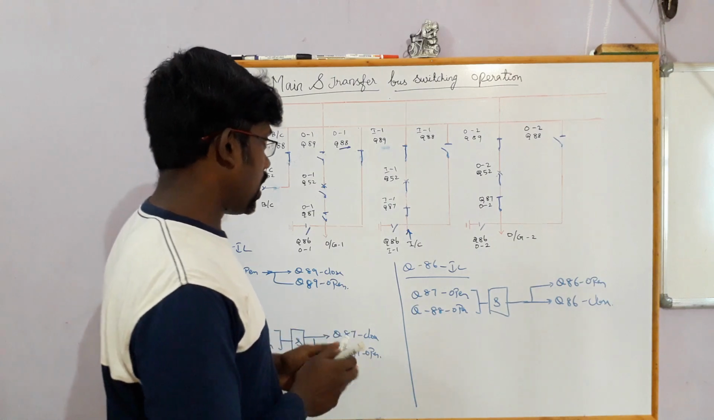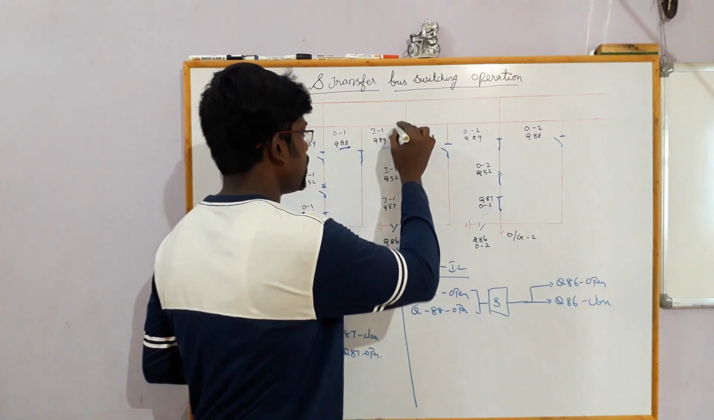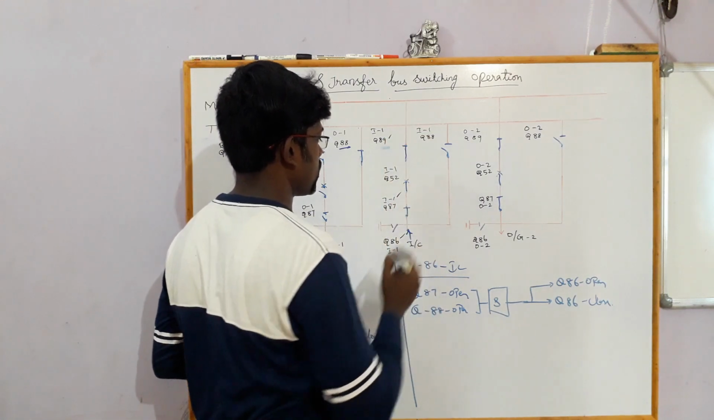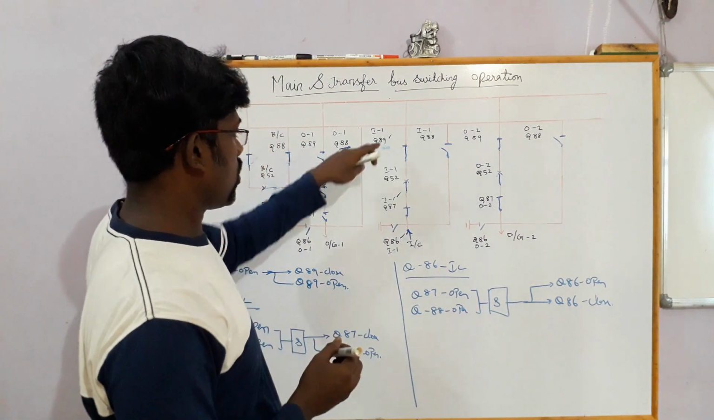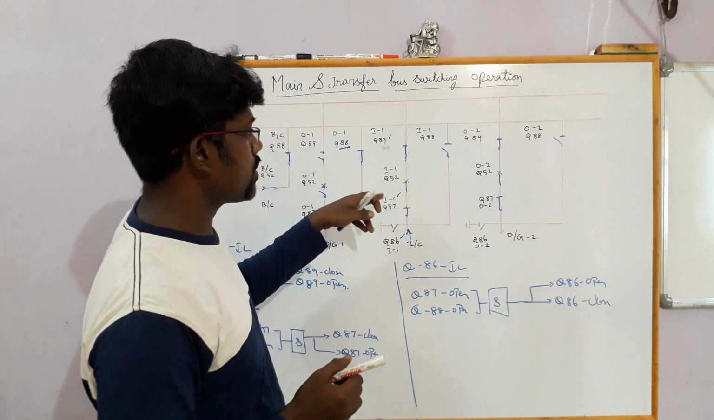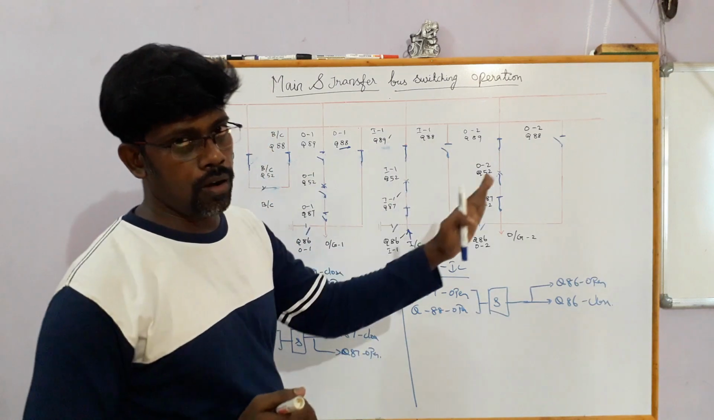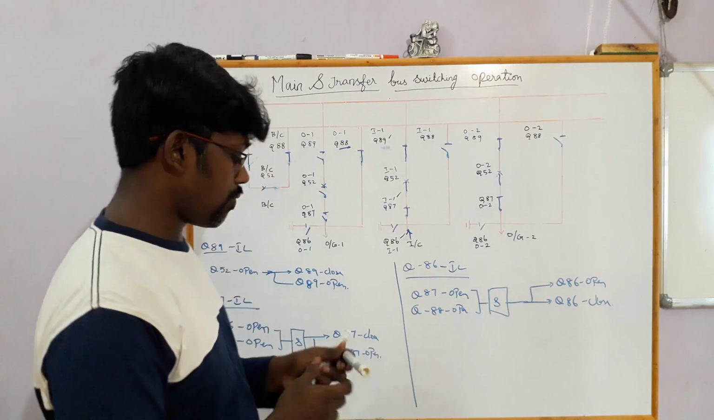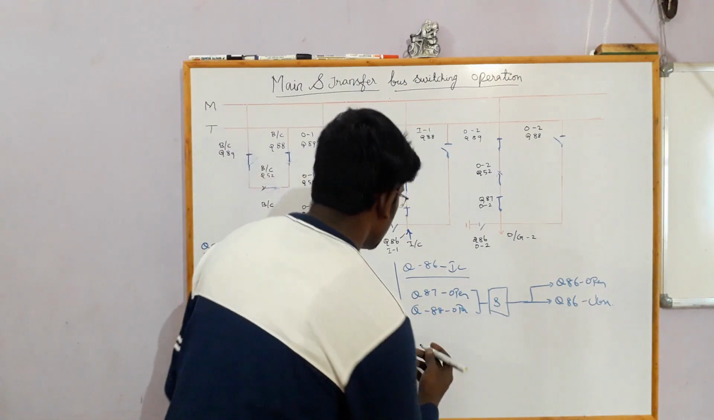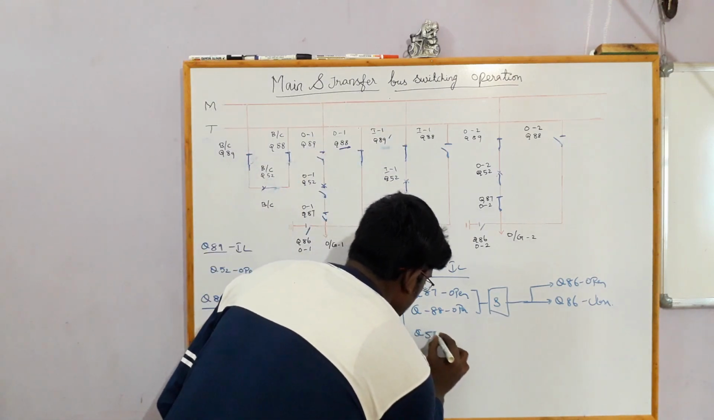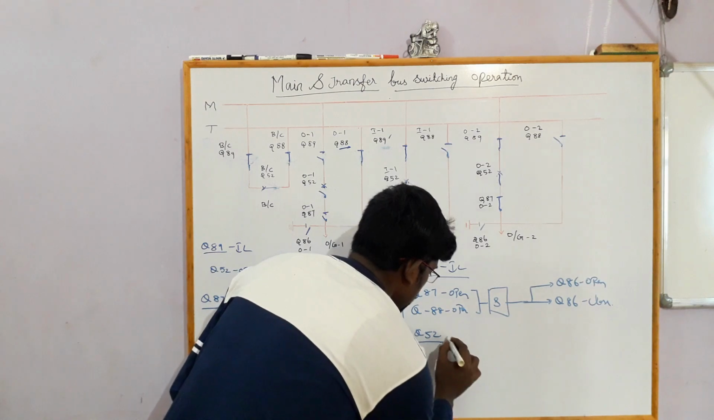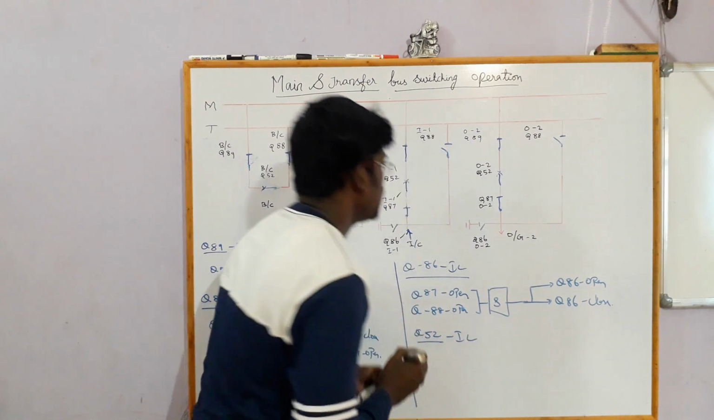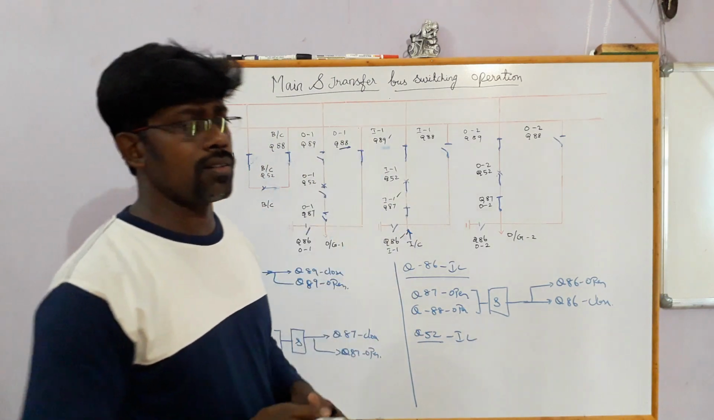Now we finished all this. The interlock is the same for all feeders, all incoming, outgoing, and now we can see the interlock for the breaker. This Q52 interlock is a very simple interlock.